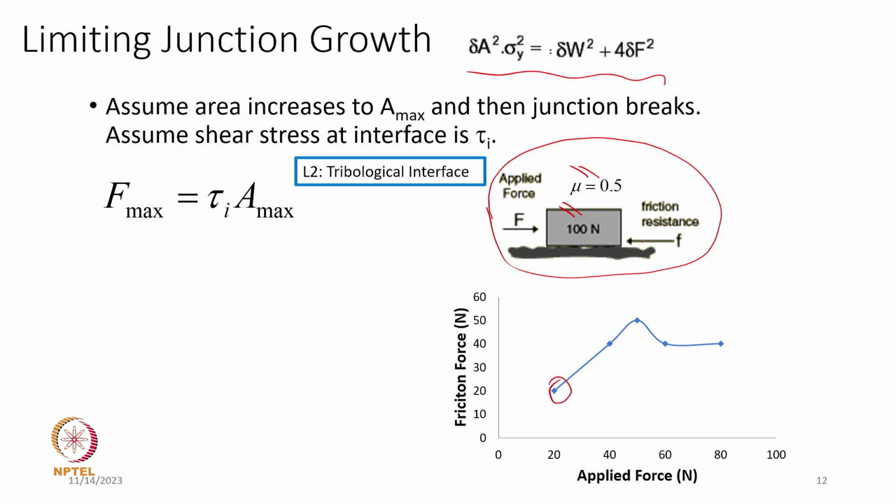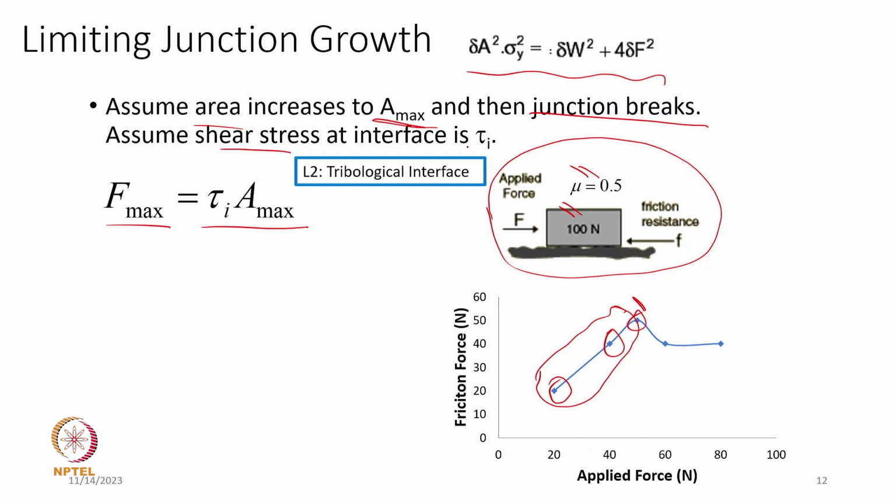If you apply only 20 newton force in a direction, we know the surface will not move. If 40 newton, the surface will not move. Only at 15 newton, which is 0.5 into 100, the surface will move. That means this is a portion where initially there was an area of contact that was continuously increasing, and here the junction growth is broken, maybe say the junction is broken as such, and that has exactly been mentioned over here. We are assuming the area increases to a maximum, and then the junction breaks.